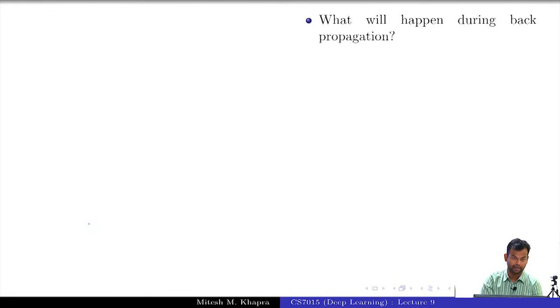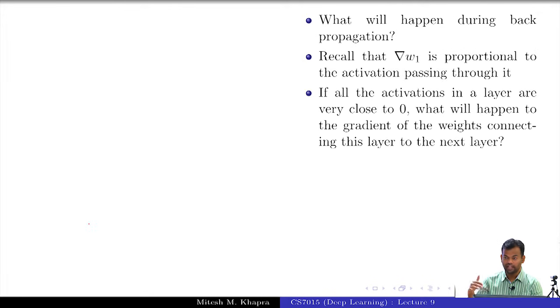Now given that this has happened, what will happen during backpropagation? So if all the activations in a layer are very close to 0, all the gradients are going to be close to 0. That means no gradients are going to flow back. That means which problem are we dealing with? Vanishing gradient problem. So if you initialize your weights to very small values, okay, and this is easy to see in the case of tanh, okay.